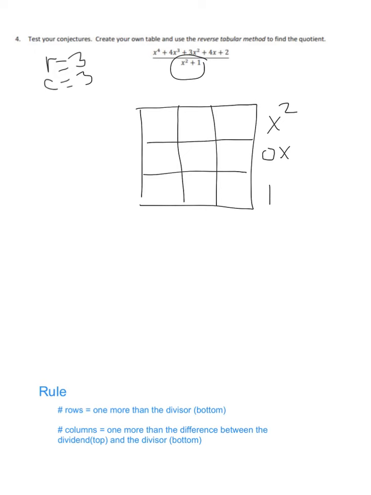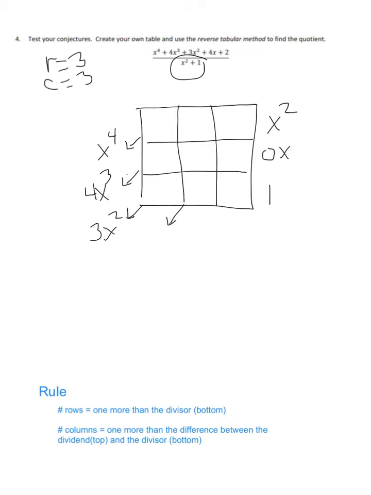Now remember, what comes out of this? Well, this row comes out with the top. I get an x to the 4th, don't I? This diagonal right here comes out, and I get a 4x cubed. This diagonal comes out, and I get 3x squared.